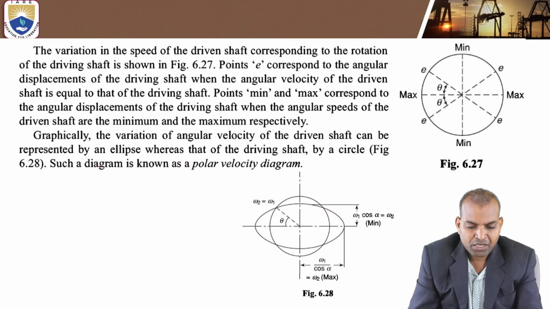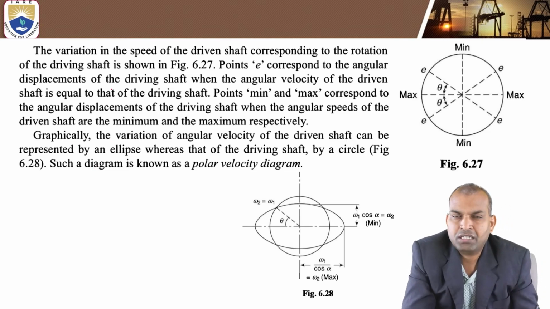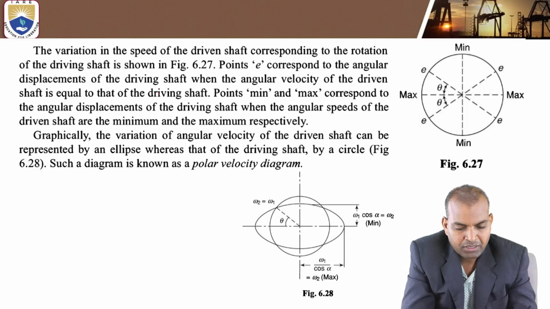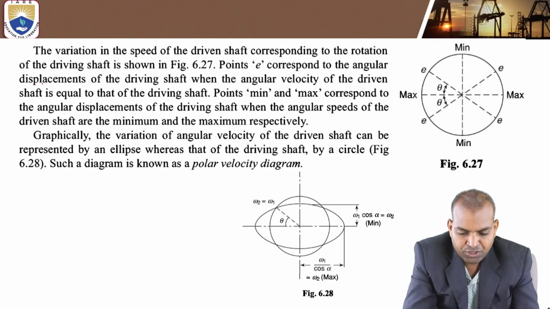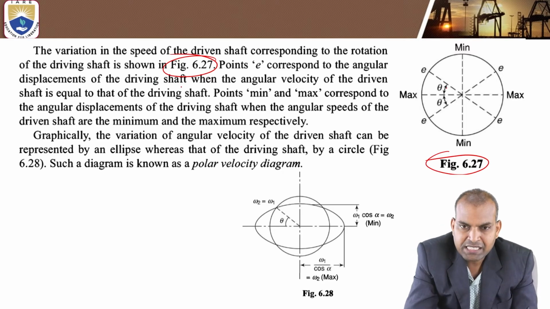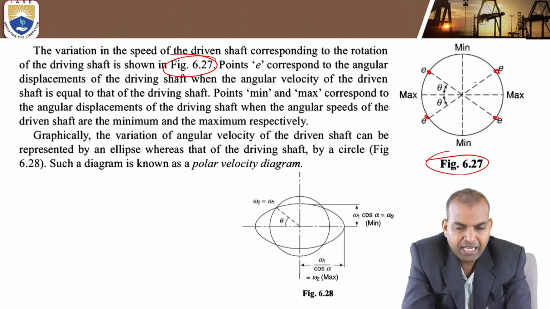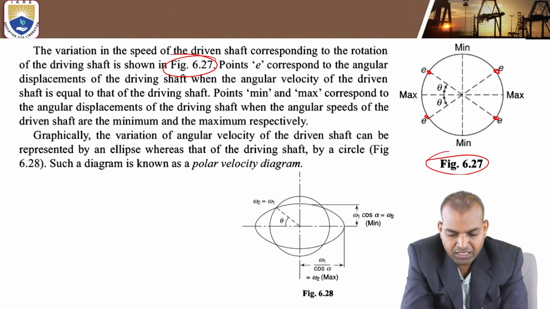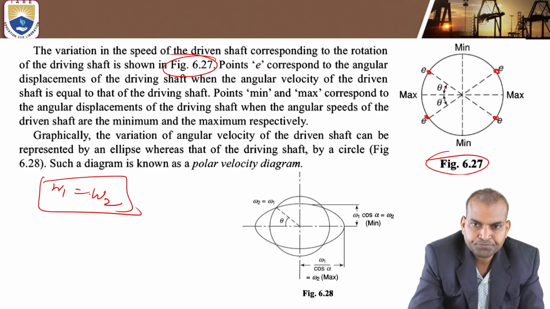Now these are the variations of the speeds. The variation in the speed of the driving shaft corresponding to the rotation theta of the driven shaft is mentioned in this figure. Points E correspond to the angular displacements of the driving shaft when the angular velocity of the driven shaft is equal, that is omega 1 equal to omega 2, is the maximum condition.